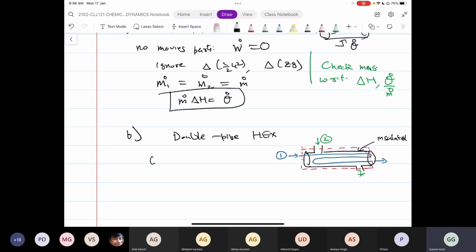So in this case, Q naught is also 0, no heat exchange with the surroundings. Okay. So in the single pipe case, we are providing heat from outside. In this, typically you will be having a second flow stream, and the main mechanism is transfer of heat between the two flow streams. Okay. So Q naught is 0, no moving parts.